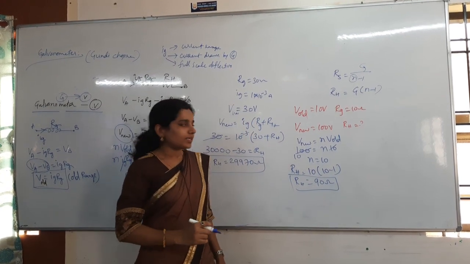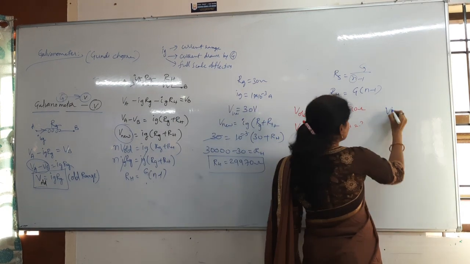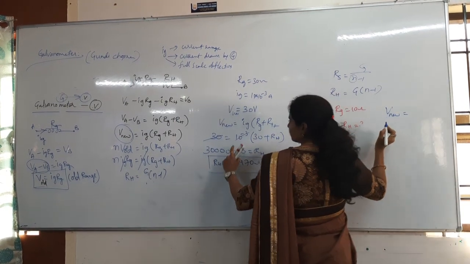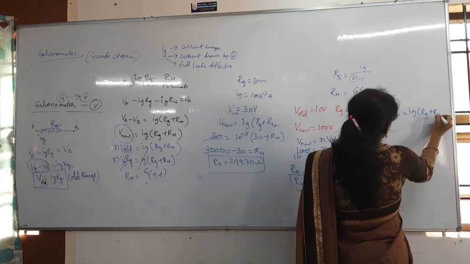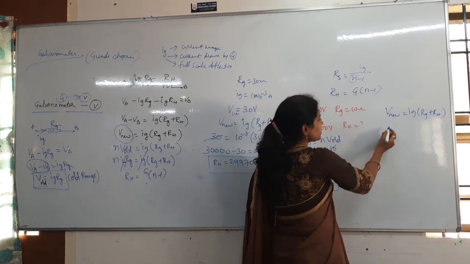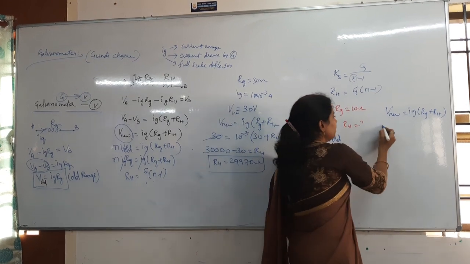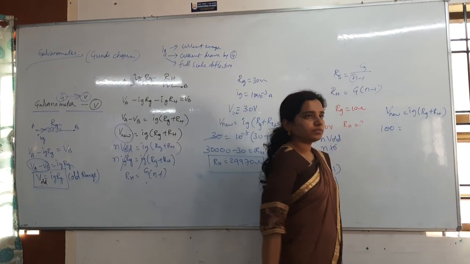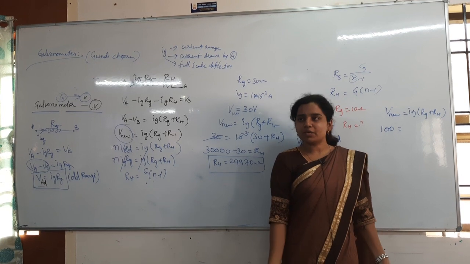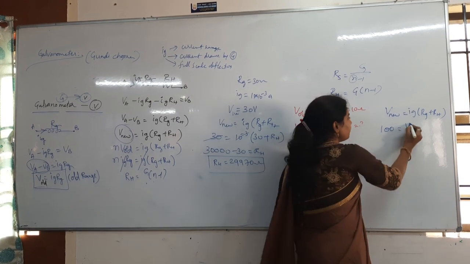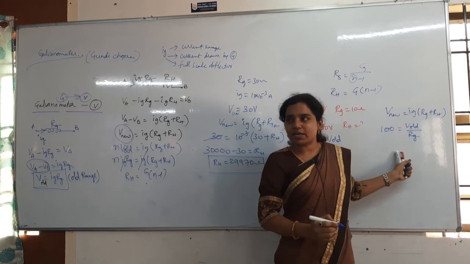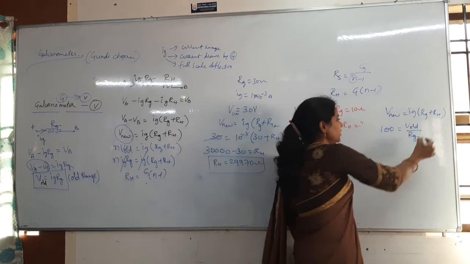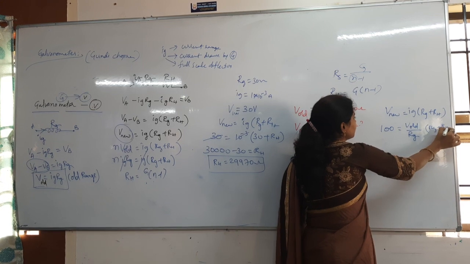Otherwise, I can take V new is equal to, what is our usual formula? V new is equal to IG into RG plus RH. The new range is how much here? 100. And then I don't know the IG value. I is equal to, what is the formula? V by R only. So V volt by RG. I is equal to V by R is the formula. So V volt by RG into RG plus RH.